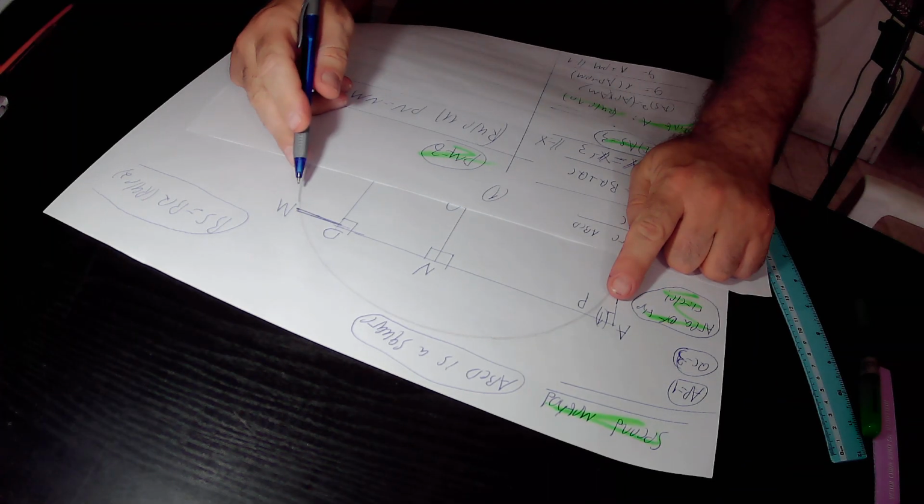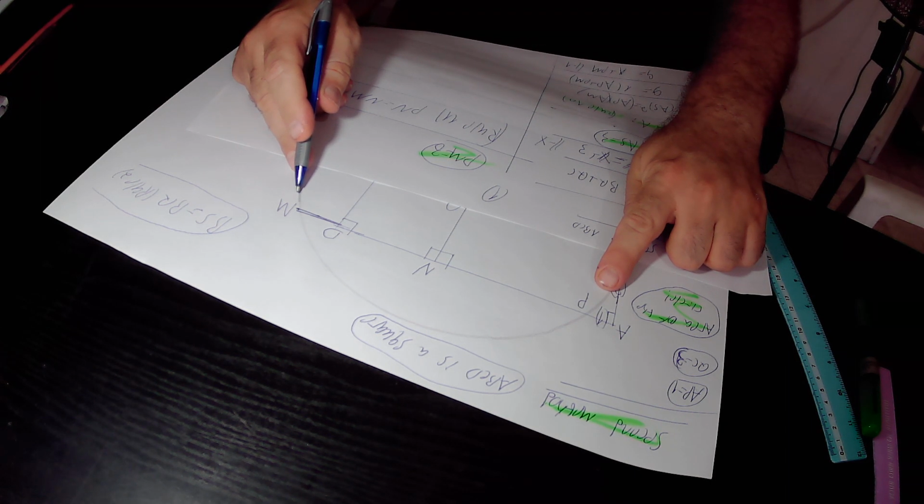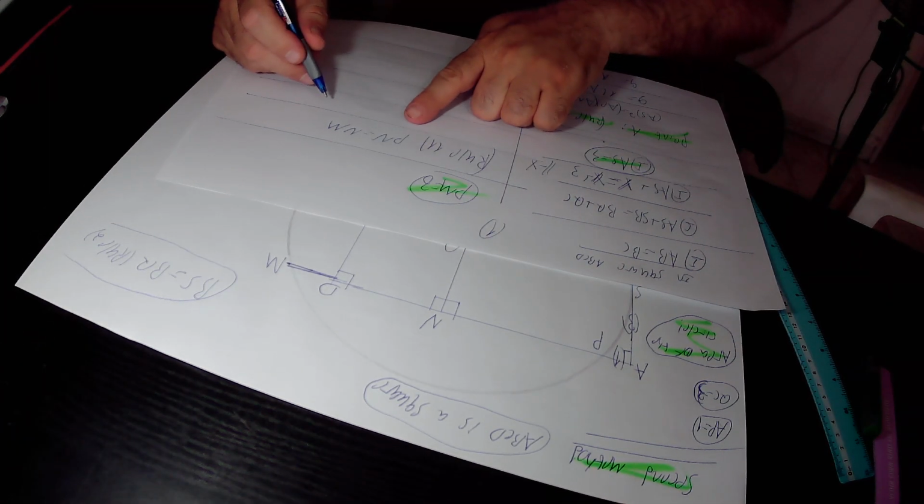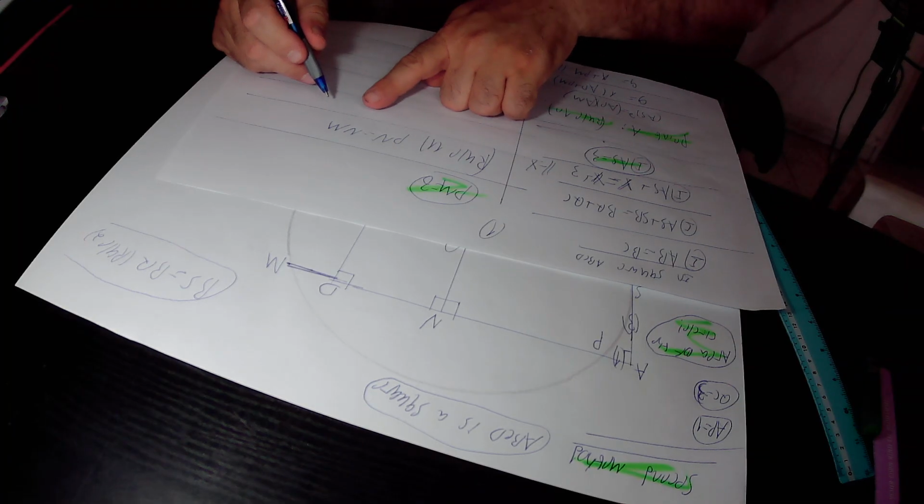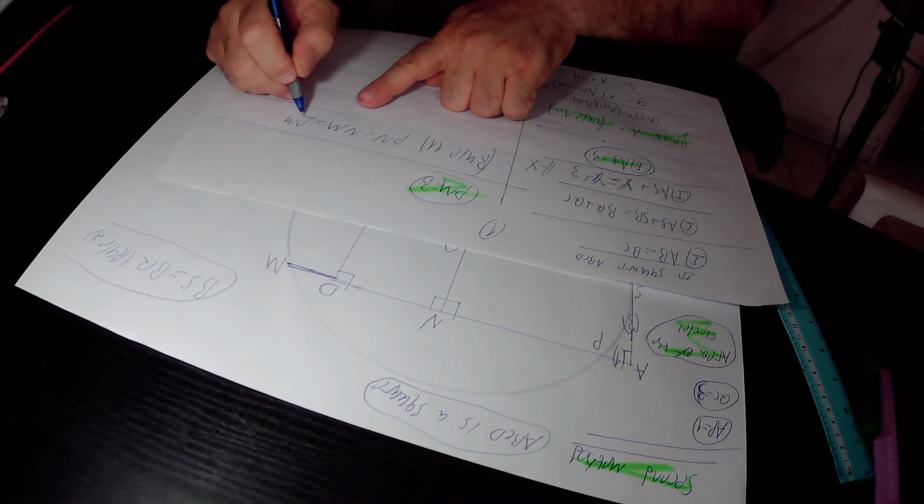So chord PM has been bisected into two halves. Each half equals PM over 2. So the first half PN equals the second half NM, and each half equals PM over 2.